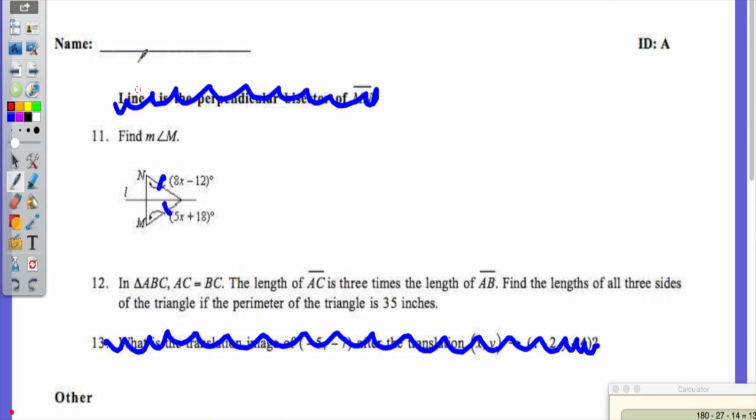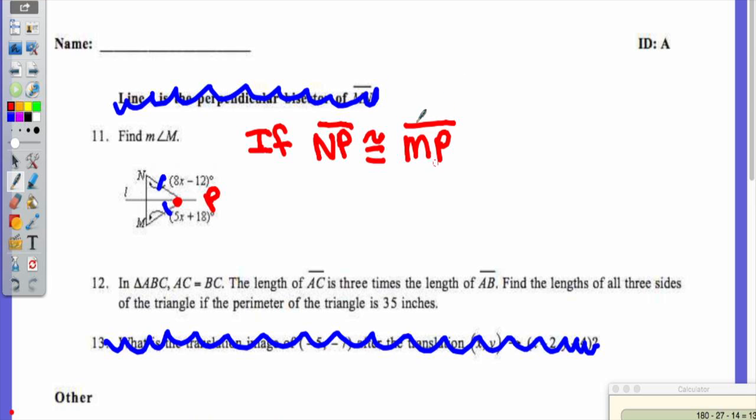Okay? Now, for number 11, you're told about a perpendicular bisector, but we have not learned about perpendicular bisectors. So on your test, it says, find the measure of M if, and I put a point P there, and I write if NP is congruent to MP. So if these sides are congruent, the base angles are congruent, right? By the base angles theorem that we learned yesterday. So I can set these equal to each other.